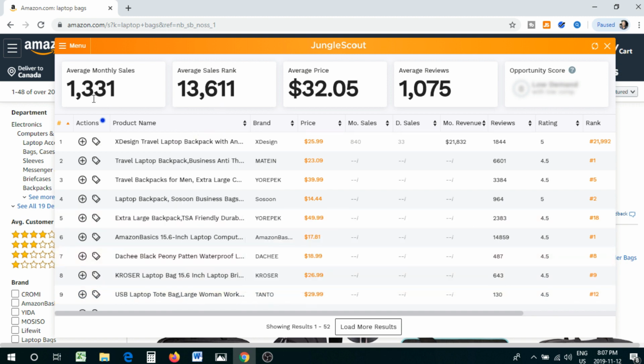Now, the average monthly sales, so people are selling about 1,331 units a month. That's the average overall. And average price is about $32. So it tells you how much you should price your item for, and slightly lower if you want to beat the competition. But there are some $25 ones as well. So you got to keep that in mind. And average reviews is people are having like 1,000 reviews or almost 1,100 reviews for their products in order to make the sales that they are. Okay. So this is Jungle Scout's.